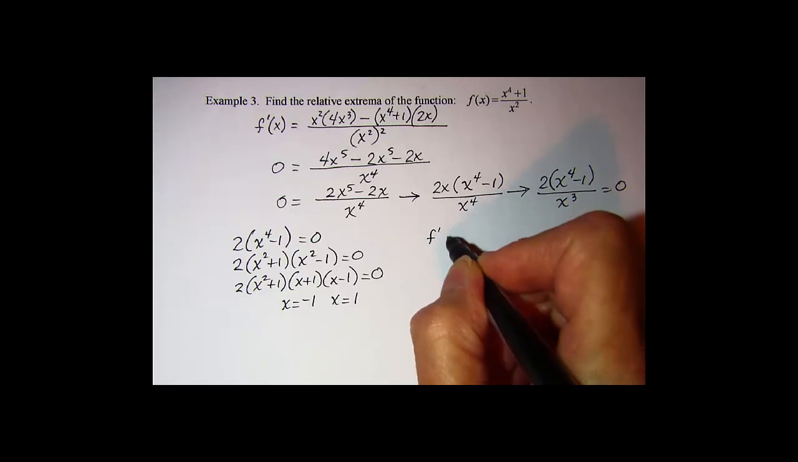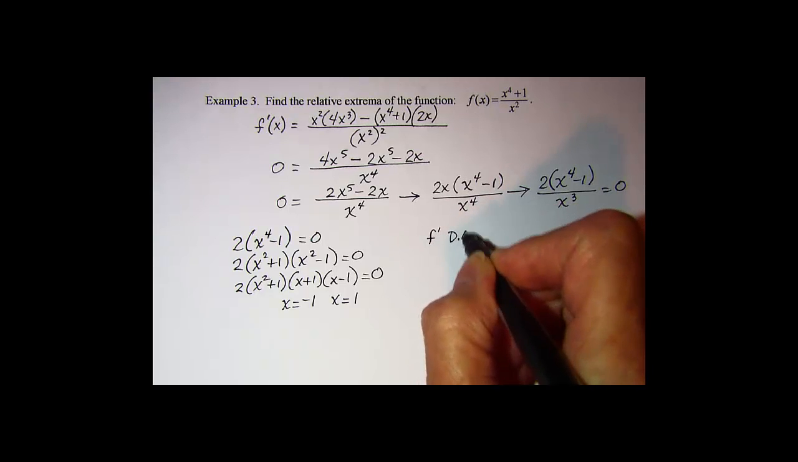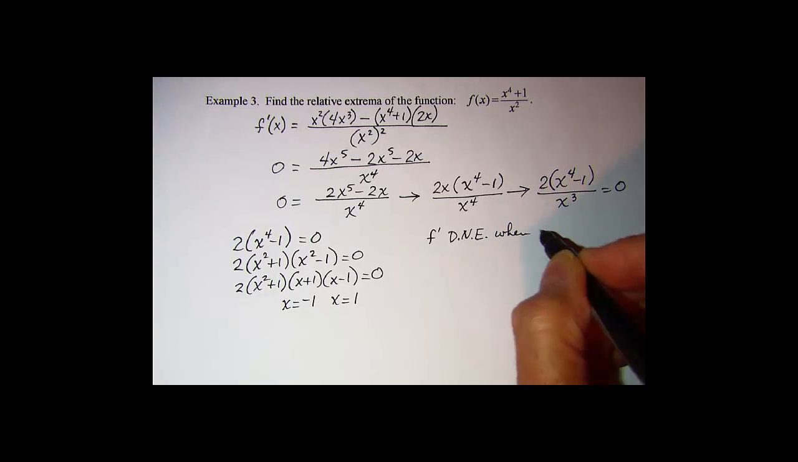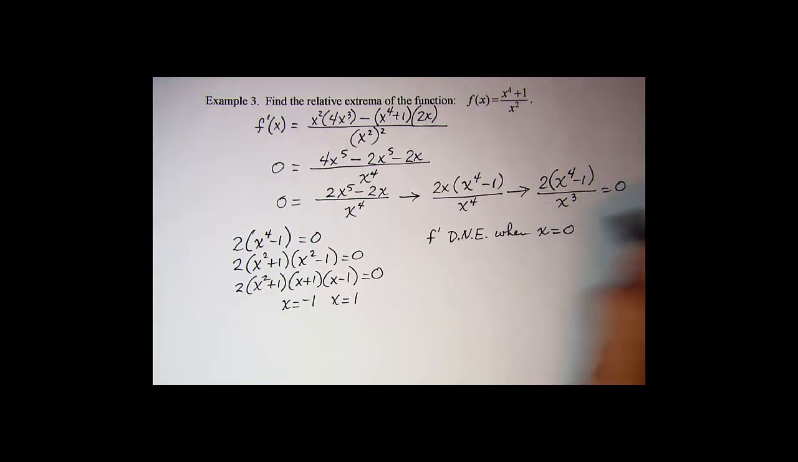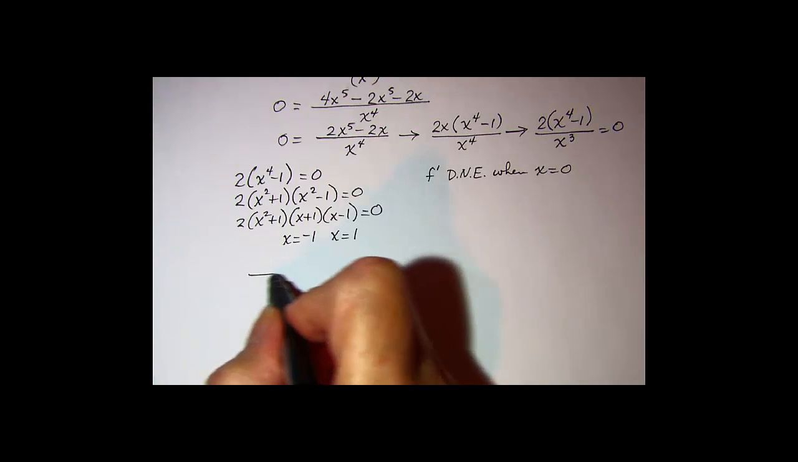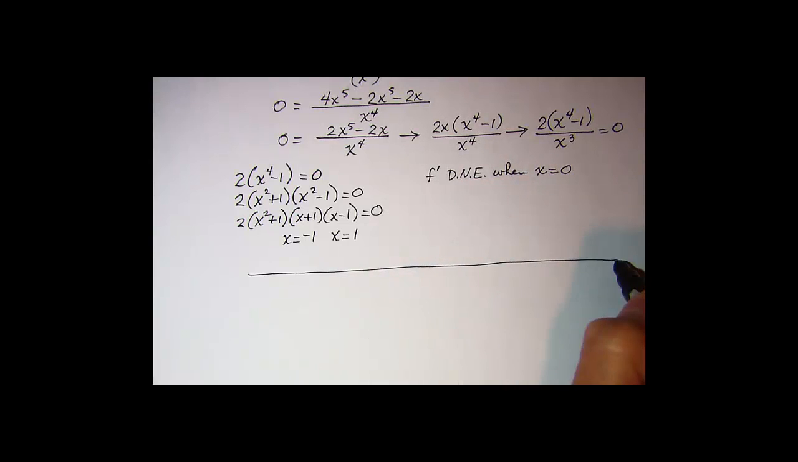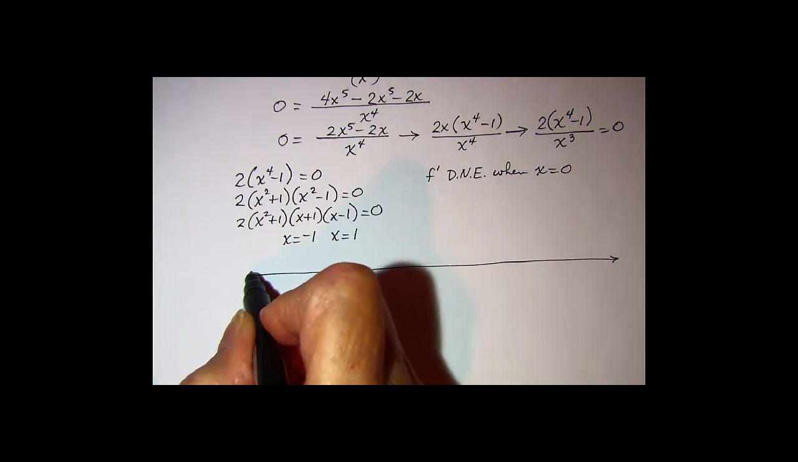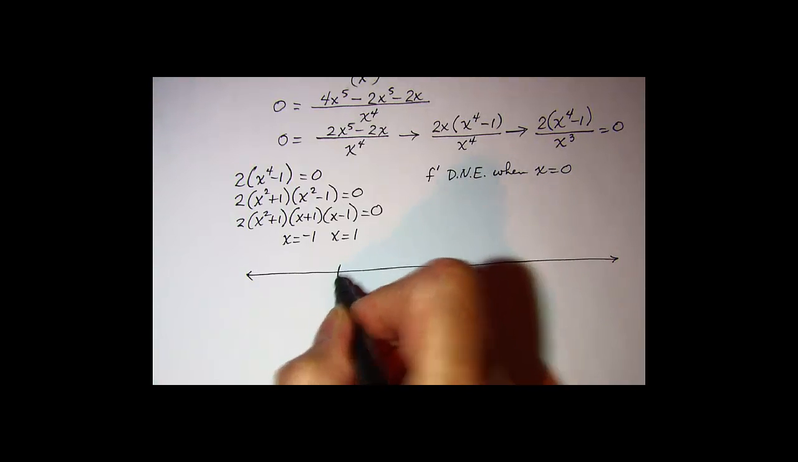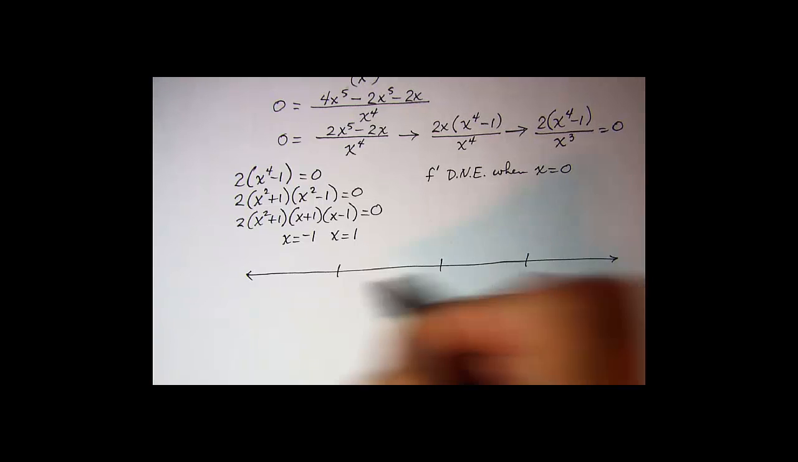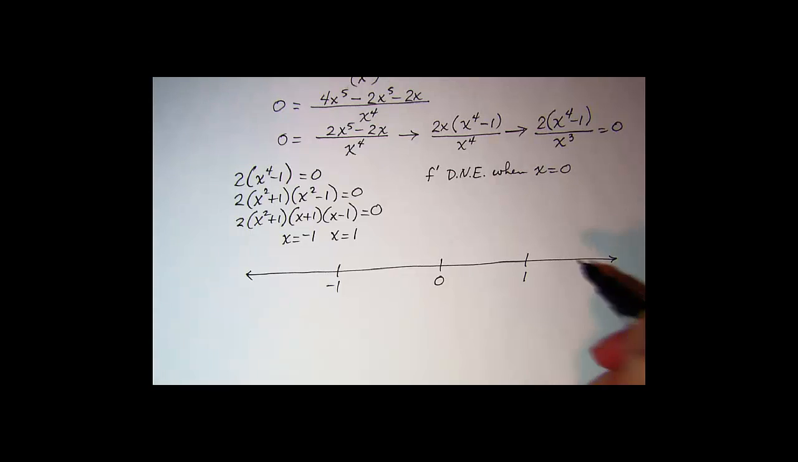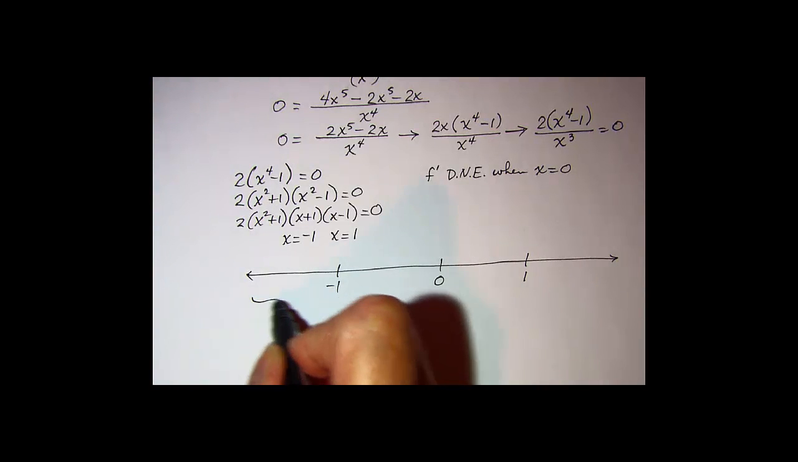We also have a critical number when the derivative does not exist. So f prime does not exist when x equals 0. So that's another critical number that we're going to need to check. So our real numbers are divided into 4 intervals. -1, 0, and 1 are the critical numbers that divide those.